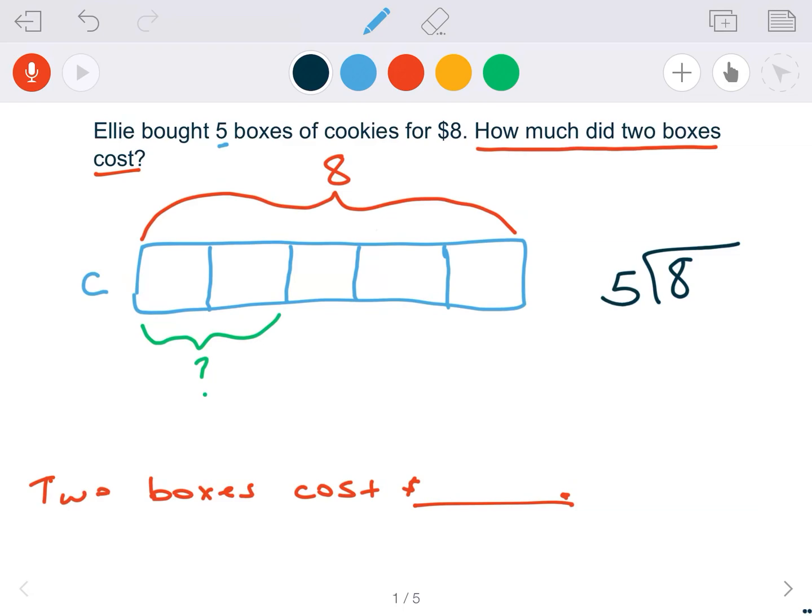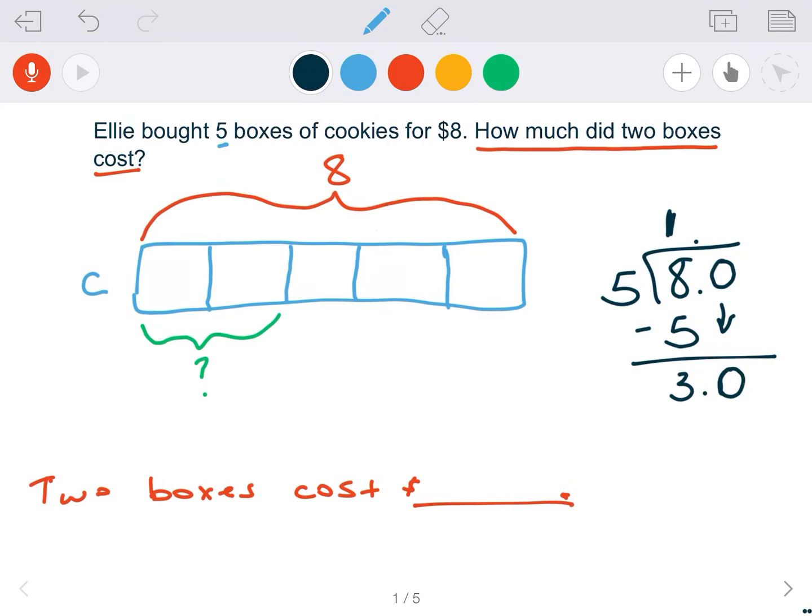So if I have $8 and I have 5 boxes, I know I could put $1 in, or assign $1 to each of those boxes, and I would have used up $5. I would have $3 left. And now I'm actually moving to my dimes. Pop your decimal up at the top.